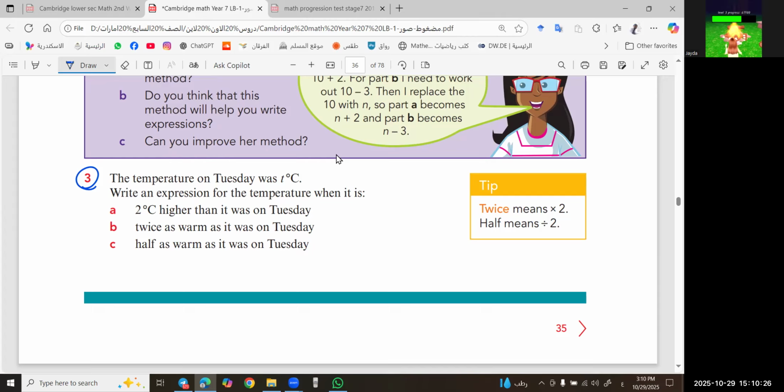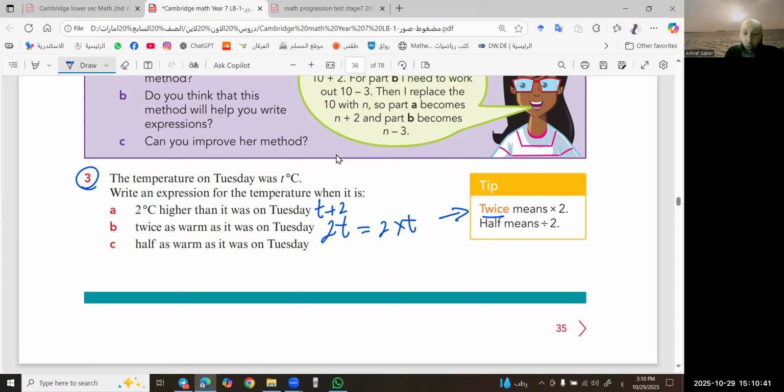It's T plus 2. Yes. Number B, is 2T, or 2 times T, yes. And half form is what? Divided by 2. Yes, so T would be divided by 2, or we can write T over 2. Okay, right, correct.